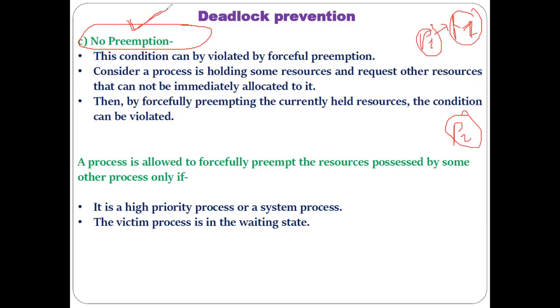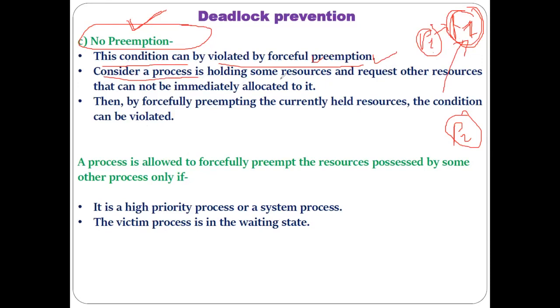So what is the solution to dissatisfy or break this condition? The only solution is forceful preemption. This condition can be violated by forceful preemption. It means that if P1 is holding R1 and another process comes which has higher priority than P1, then the system should forcefully take R1 from P1. That is called forceful preemption, the opposite of no preemption. Snatching R1 from P1 forcefully is the only solution to violate this condition.